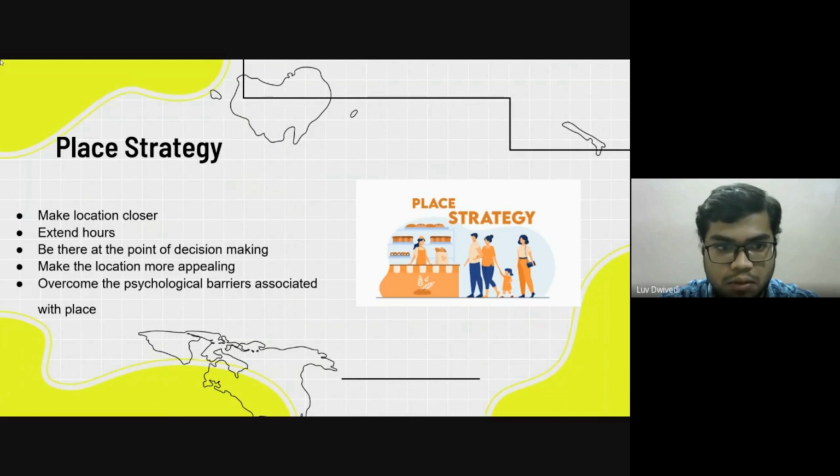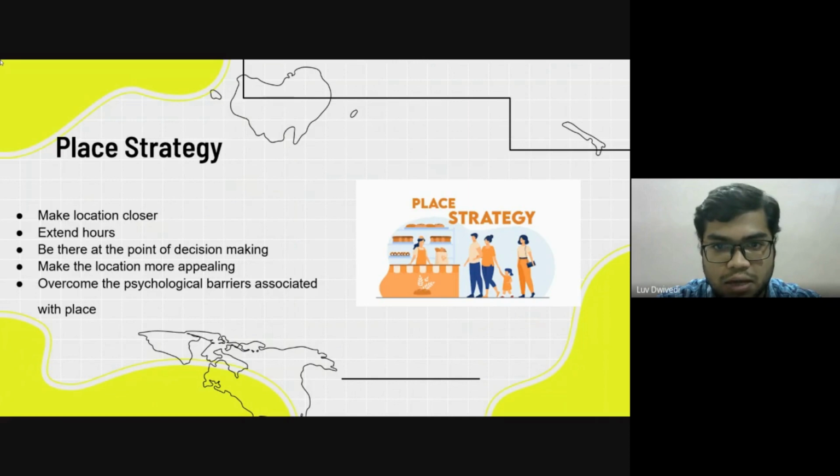as per their own time. Next is extend hours. A team of instructors will be available in the school during and after the school hours so as to discuss the issues or the concerns of students regarding their health. Third is be at the point of decision making. BMI measurements of the students will be regularly monitored, and it will be ensured that the students are having a healthy diet and exercising regularly.